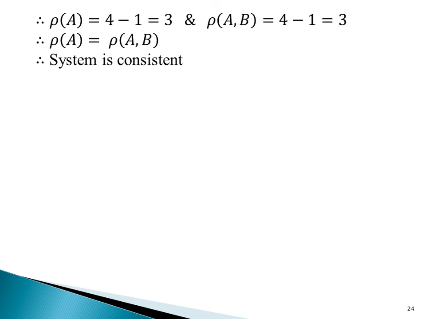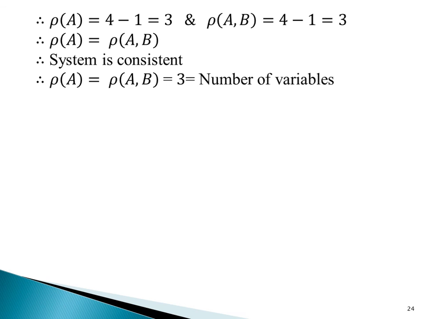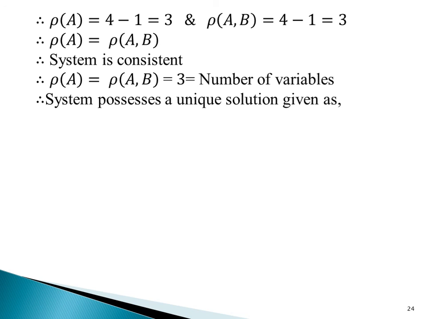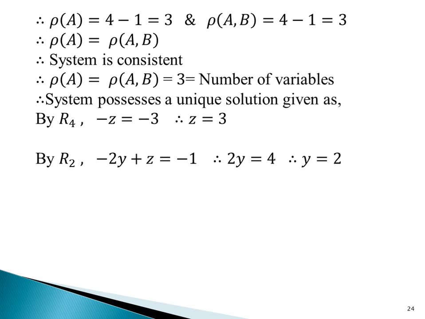Once the system is consistent, it has either a unique solution or infinitely many solutions. But here rank of A equals rank of AB equals 3, which is equal to the number of variables or number of unknowns, right? Therefore the system has a unique solution, which is given below. By R4 we can write minus z equal to minus 3, therefore z equals 3. By R2 we have minus 2y plus z equal to minus 1. By putting the value of z equal to 3, we have 2y equal to 4, therefore the value of y is 2, right?